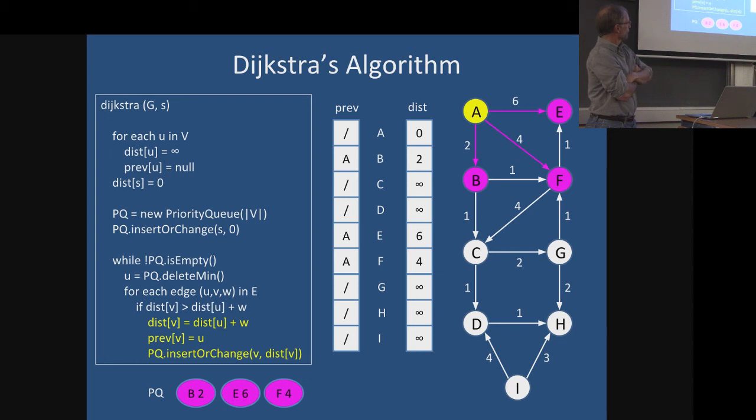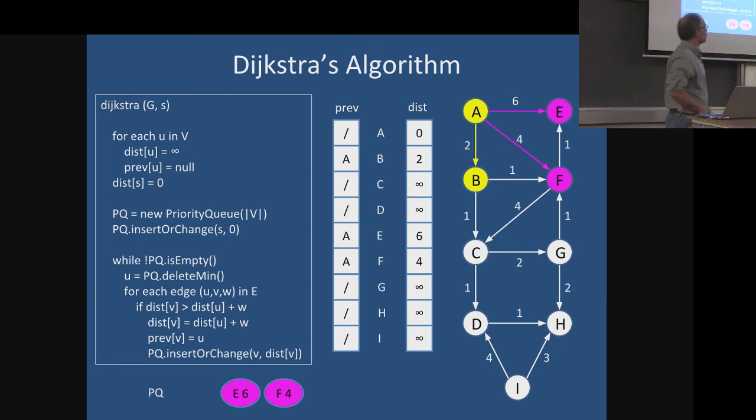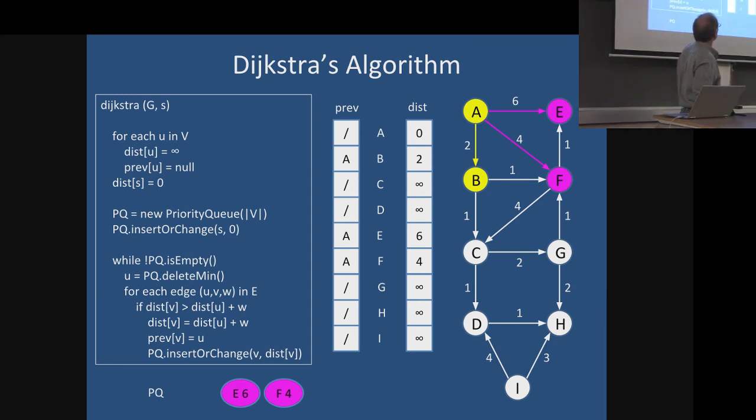Okay, so what's going to happen next? Yeah, we'll pop B off the priority queue and examine it. We're going to take the minimum element off the priority queue, which will be that B. And at that point, I'm going to color it yellow, meaning we're not going to find a shorter way to get to B at this point.